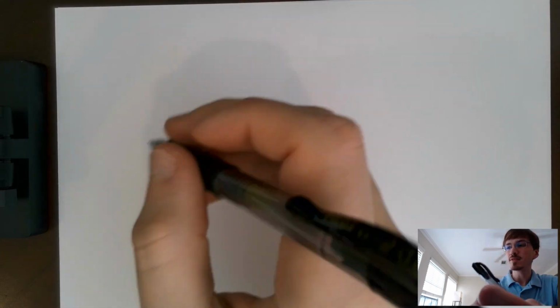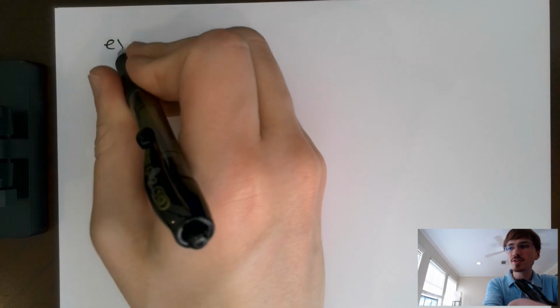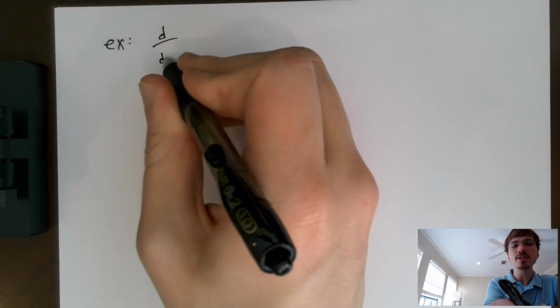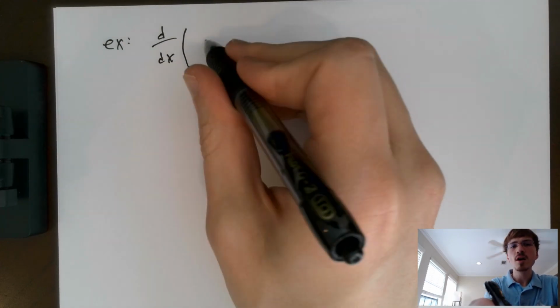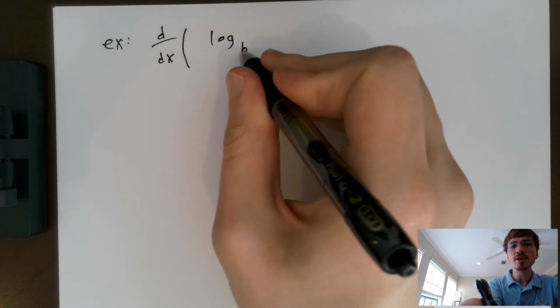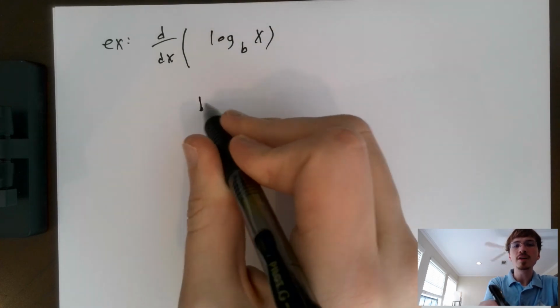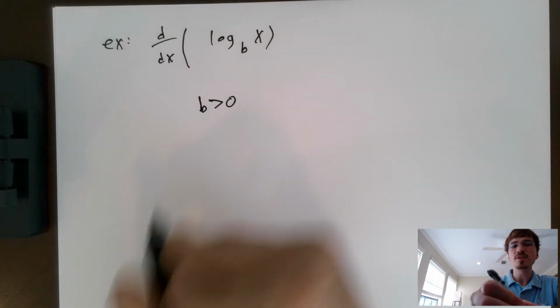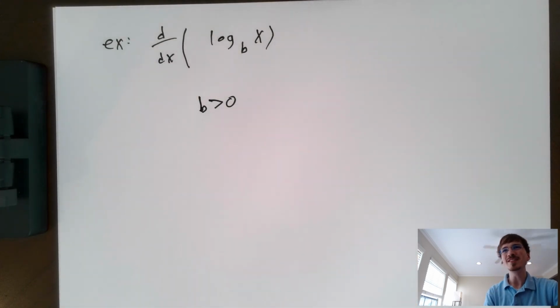But I know what you're thinking. How do we take derivatives of log base b, where b is some other base, right? So let's consider that. How do we take the derivative with respect to x of log base b of x, where b is some number that's bigger than 0, right? Log base 2, log base 10, whatever you like.